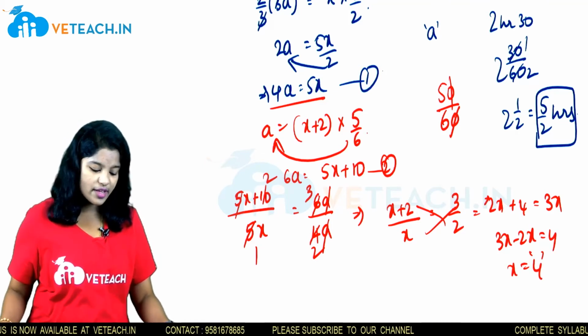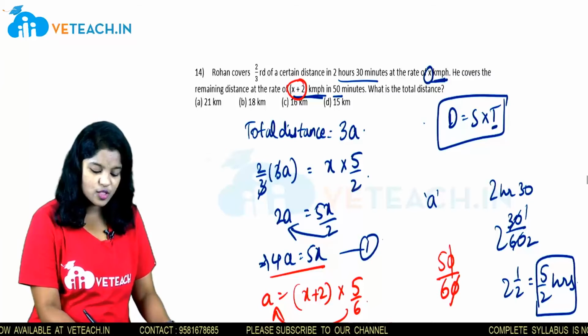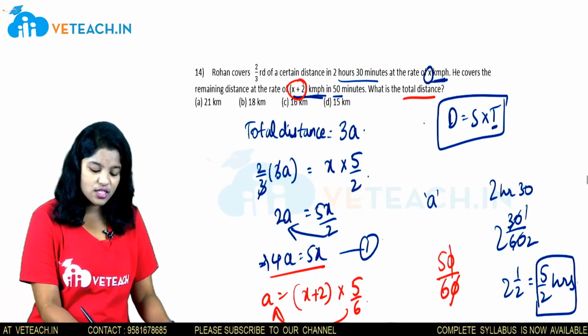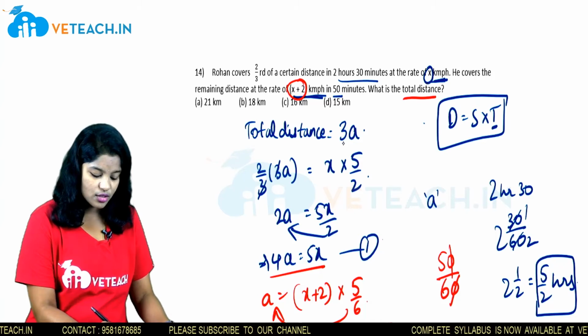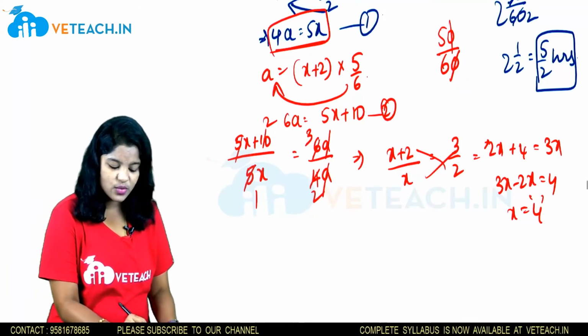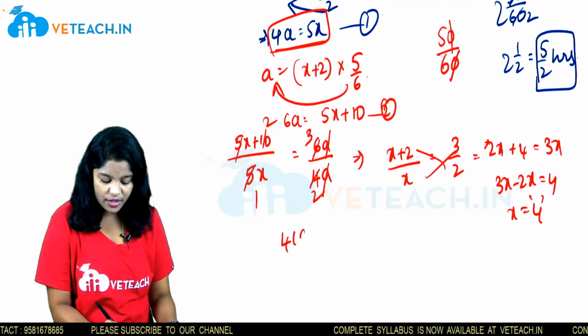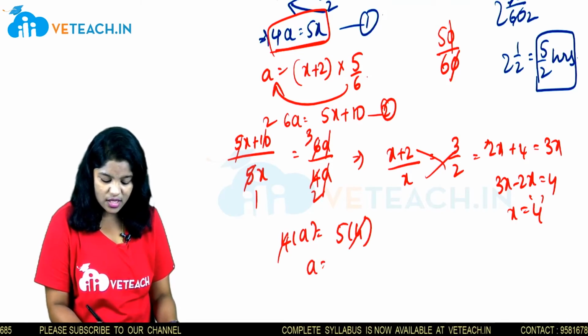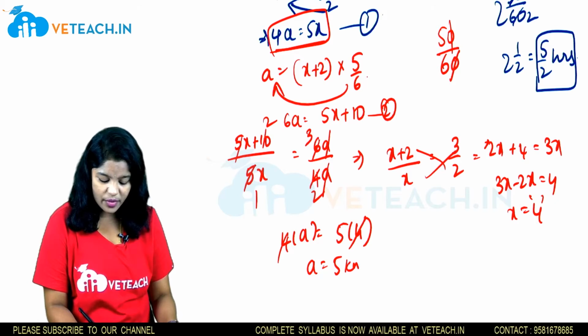What is the value of x here? x is nothing but the speed. So x is equal to 4 kilometers per hour. Now they asked us to find out the total distance. The total distance is 3a units. So substitute this x value in the first equation. 4a is equal to 5 into 4. So a is equal to 5 kilometers.